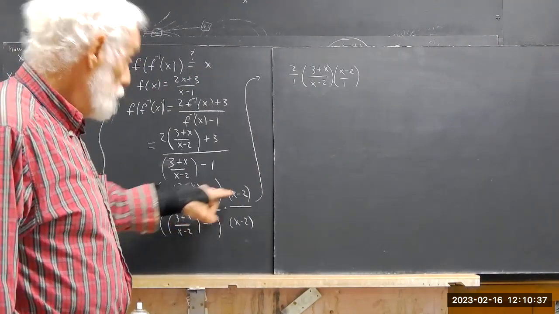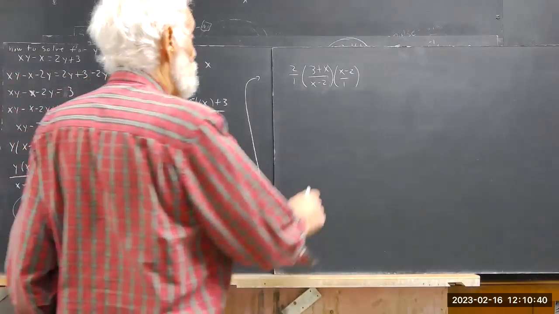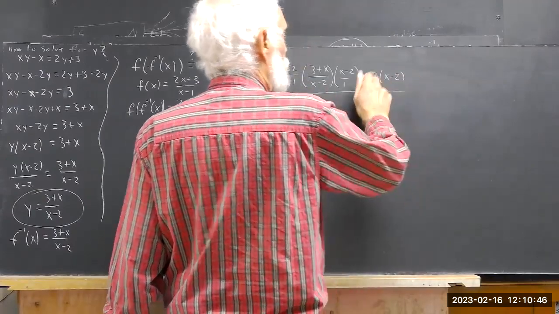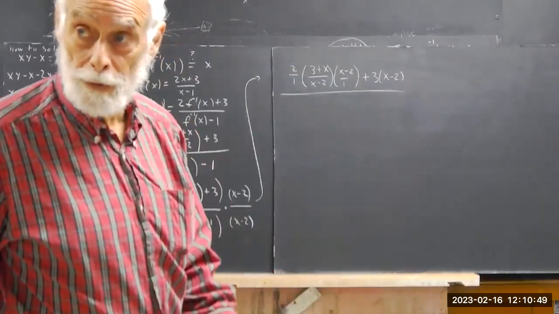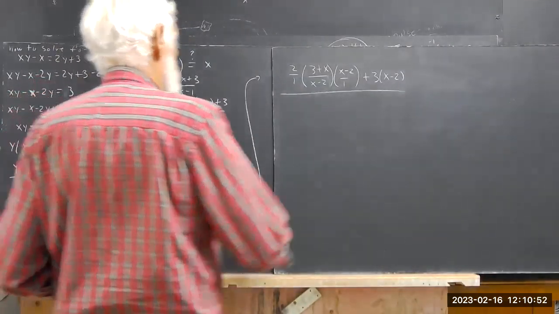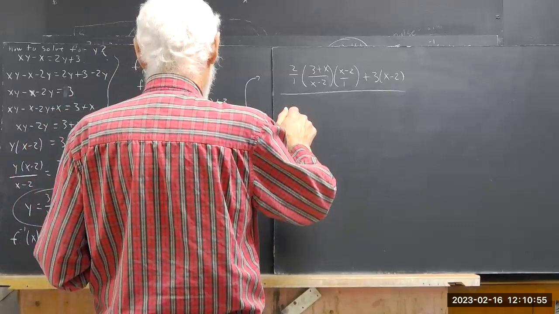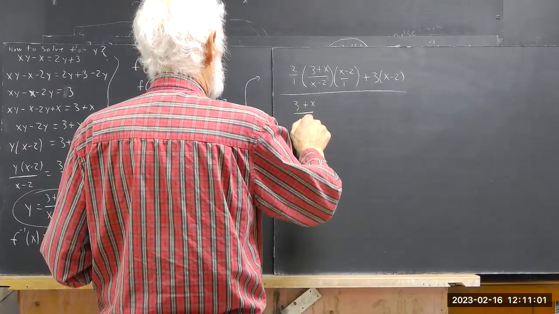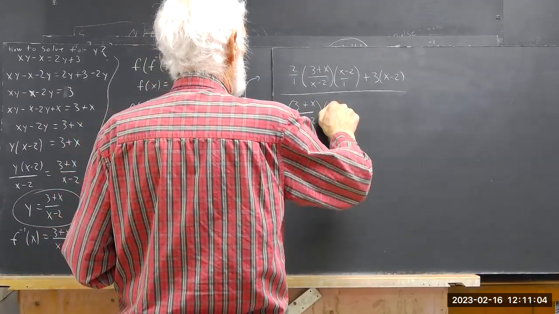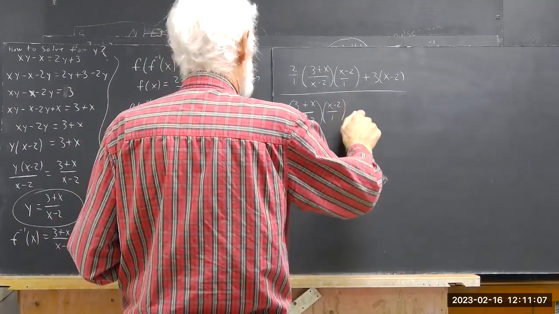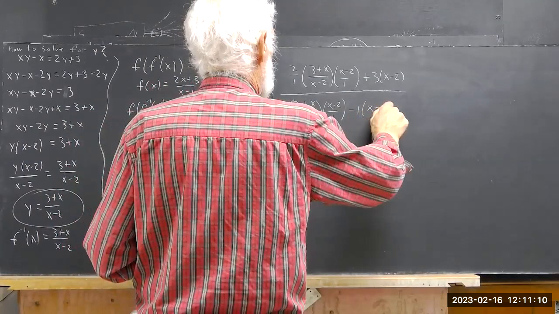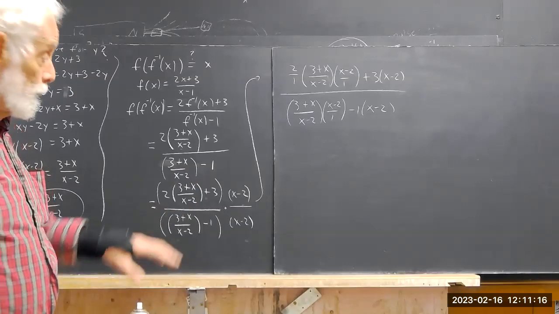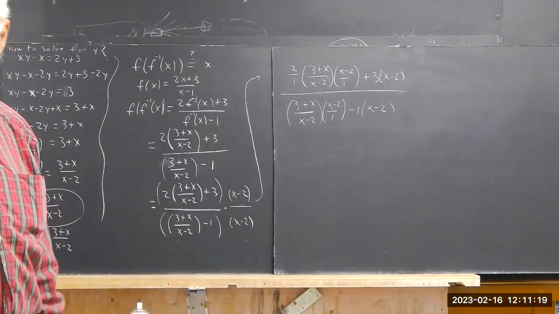Well, then I got to do plus 3 times x minus 2, right? No denominator involved there, so we don't have to do it 3 over 1 or anything. Okay. And over here I do the same thing. I'm going to have this numerator times numerator, distributive part. Denominator times denominator, distributive part.